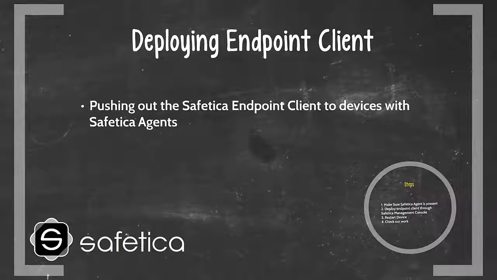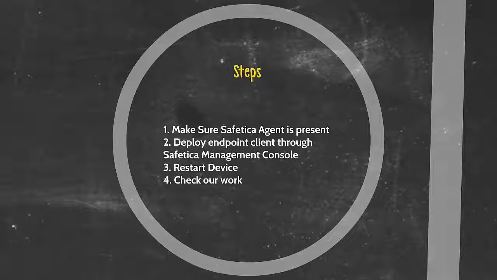Now we need to check and make sure the agent was deployed properly and complete the installation of the Safetica endpoint client. To do this, we must first check to make sure that Safetica agent was deployed to the endpoints. Then, we will deploy the endpoint client to all the machines with the agent present. After we deploy, a restart is required. Finally, we will check our work to make sure the installation is complete.